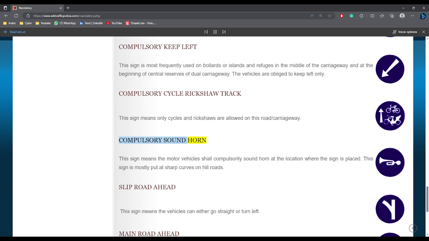Compulsory sound horn. This sign means the motor vehicles shall compulsorily sound horn at the location where the sign is placed. This sign is mostly put at sharp curves on hill roads. Slip road ahead. This sign means the vehicles can either go straight or turn left.